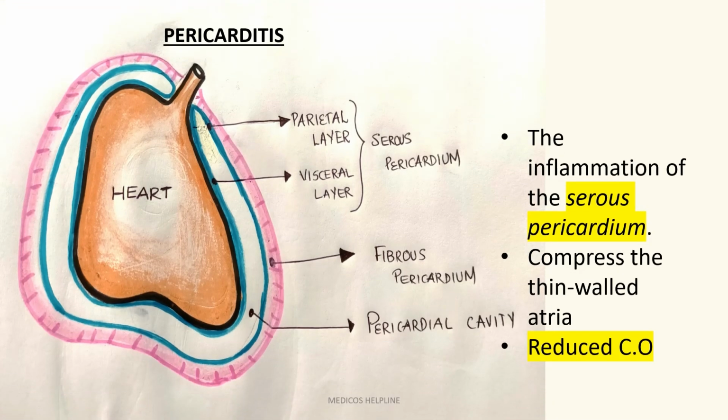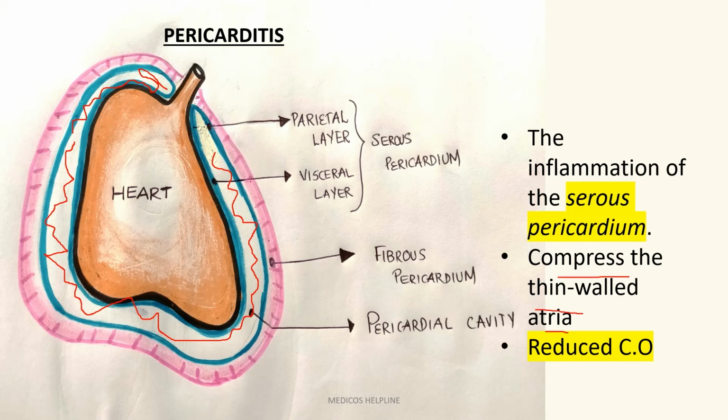Coming to the clinical entity called pericarditis. Pericarditis is the inflammation of the serous pericardium, resulting in an excessive amount of pericardial fluid. As you know, in this space, that is the pericardial cavity, there is a normal amount of pericardial fluid which helps in the lubrication of the heart. But during an inflammation of the serous pericardium, there is an excess amount of pericardial fluid which exerts excessive pressure and compresses the thin wall atria.